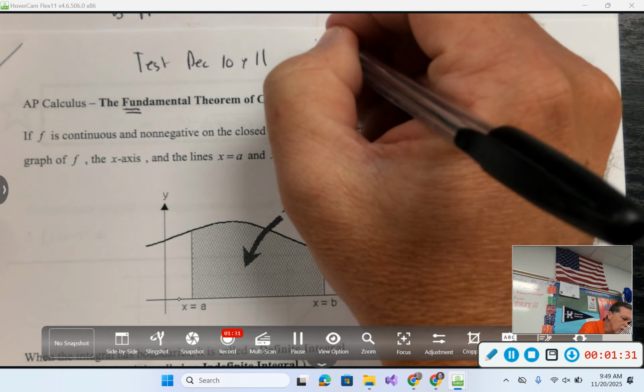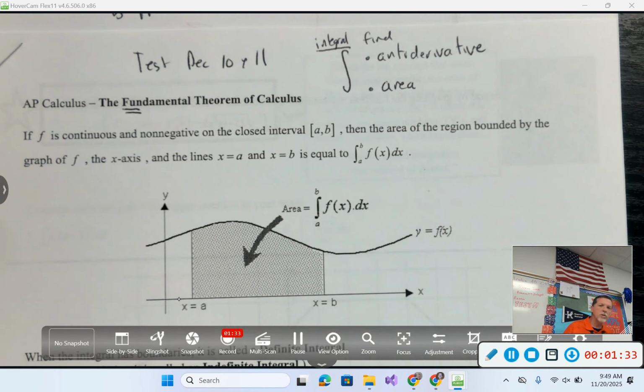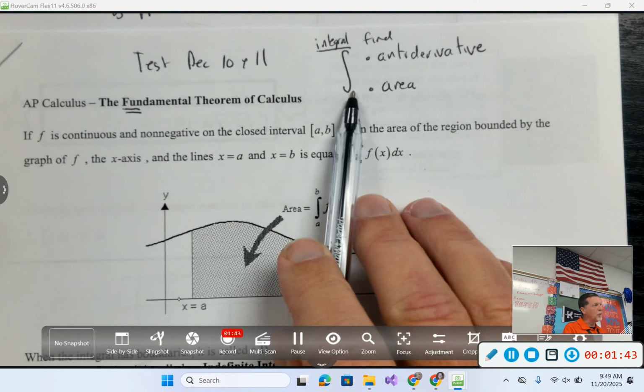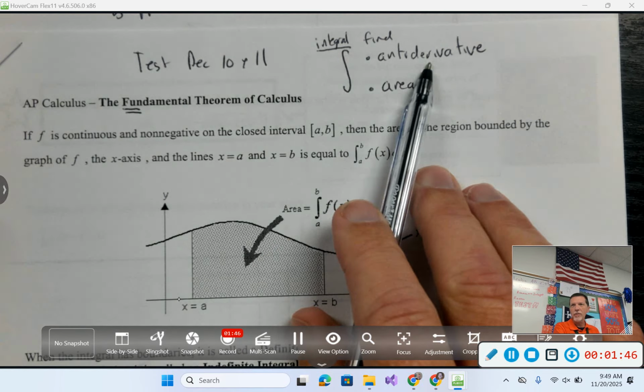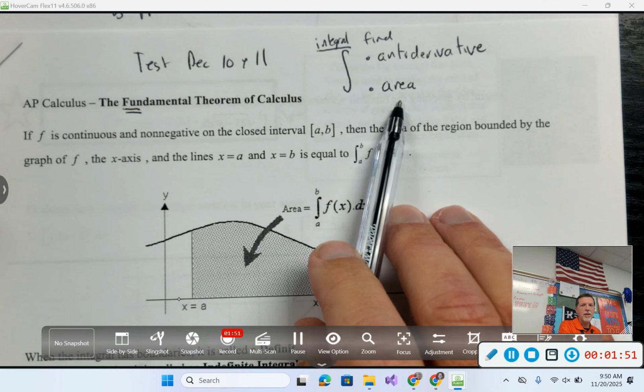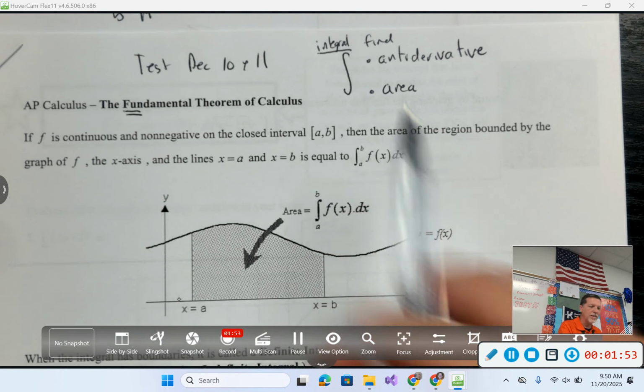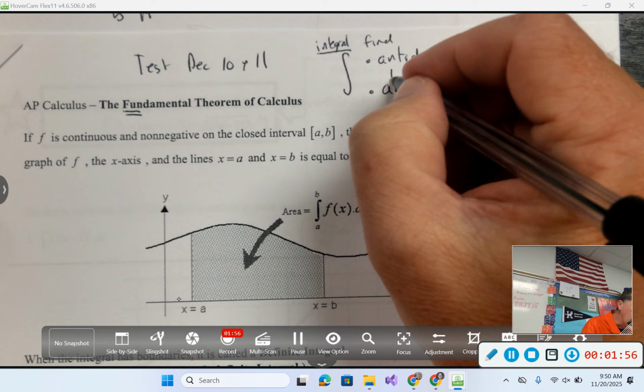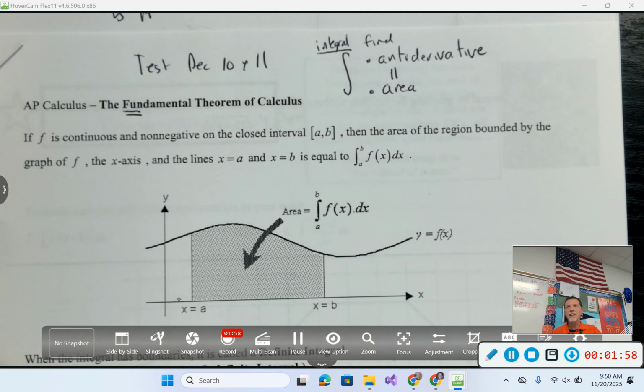So the integral is asking for one of two things, but kind of both things. How are those two things related to each other? That's the fundamental theorem of calculus. We use this symbol to say do an antiderivative, go backwards. But we've also used this symbol to mean, what's the area under the curve? And the fundamental theorem of calculus is, surprise, surprise, these things are equal to each other. The antiderivative tells you the area. And sometimes we even use it the other way: the area tells you the antiderivative.